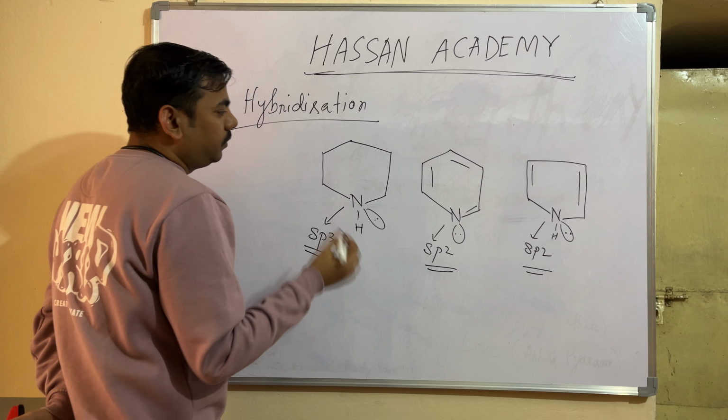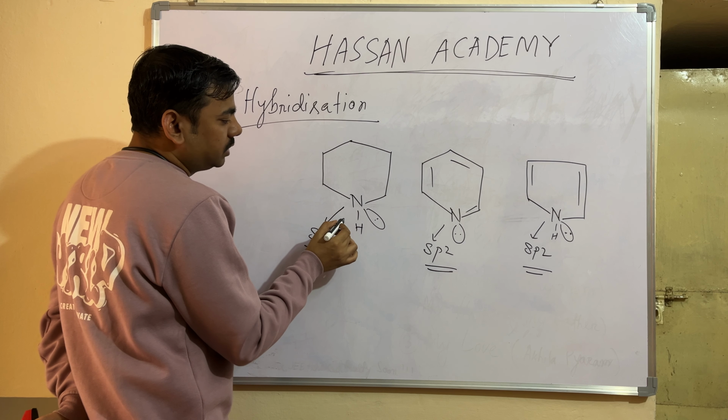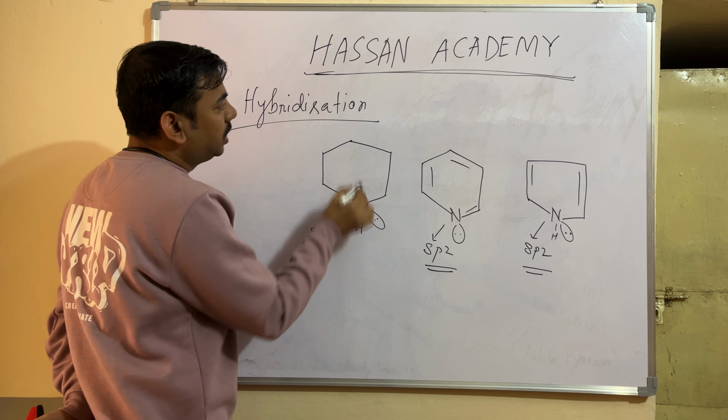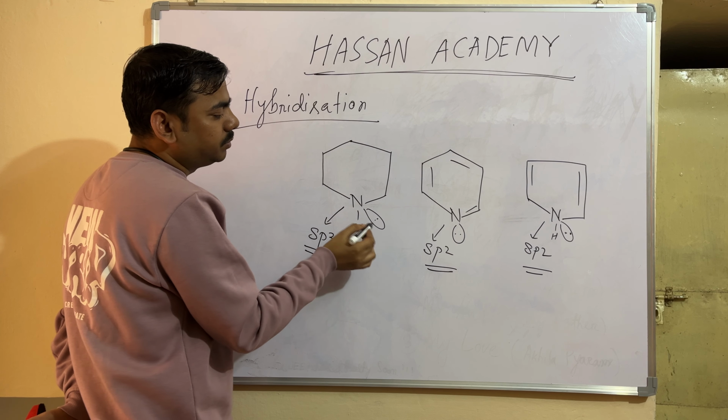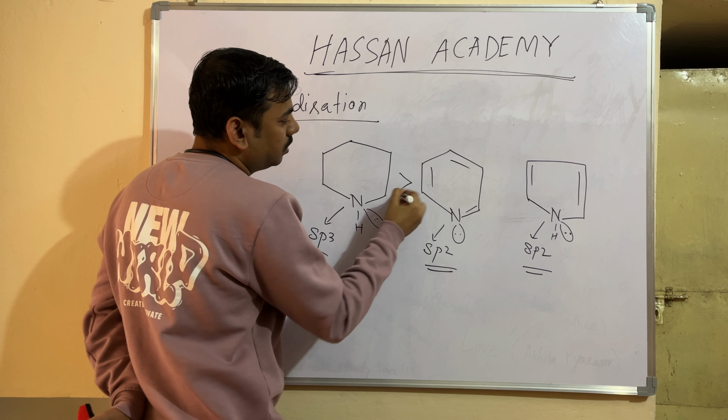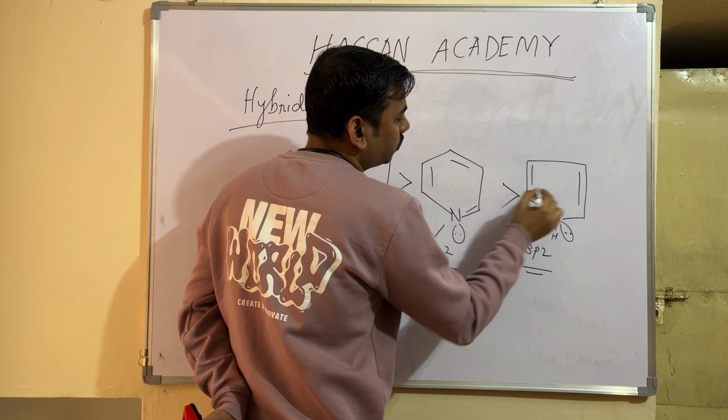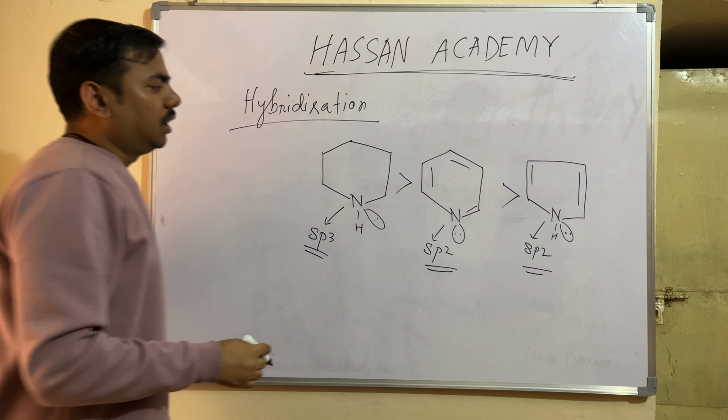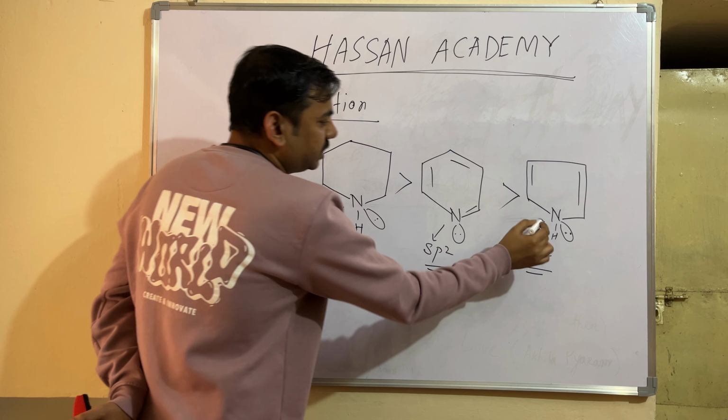Okay, so now if you go for basicity, you will get to know this one is more basic. Why? Because S character is less. Less S character means it can easily give the lone pair. This is more basic, then this one, then this one. Okay, so now this is also sp2, this is also sp2.